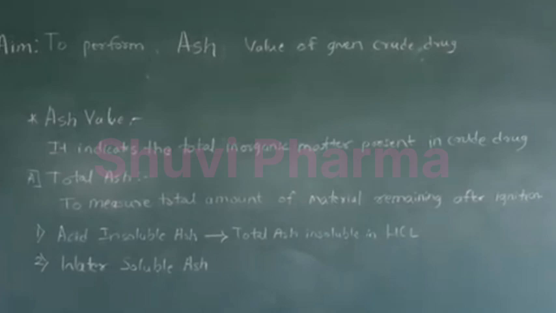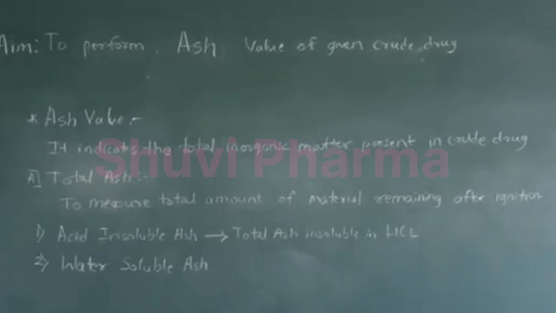So what is ash value? It indicates the total inorganic matter present in a crude drug. Mainly the ash value is performed via performing the total ash. Then the total ash is divided in two parts to determine the acid insoluble ash and water soluble ash.